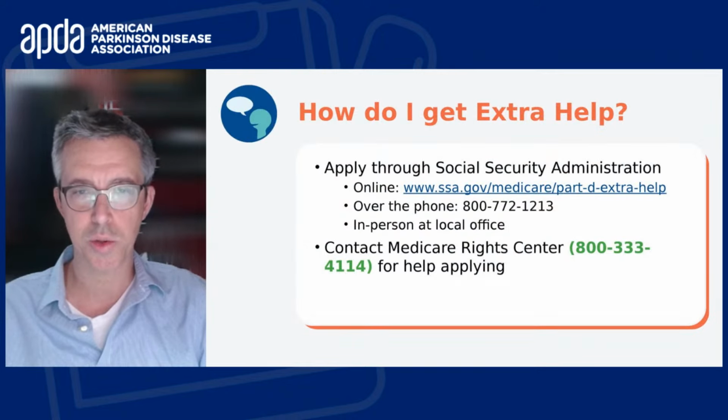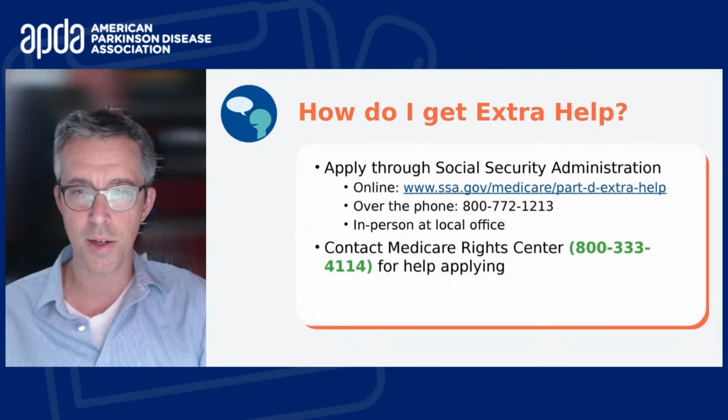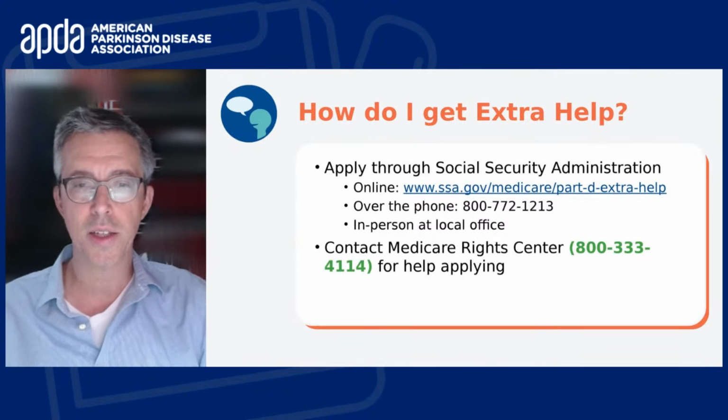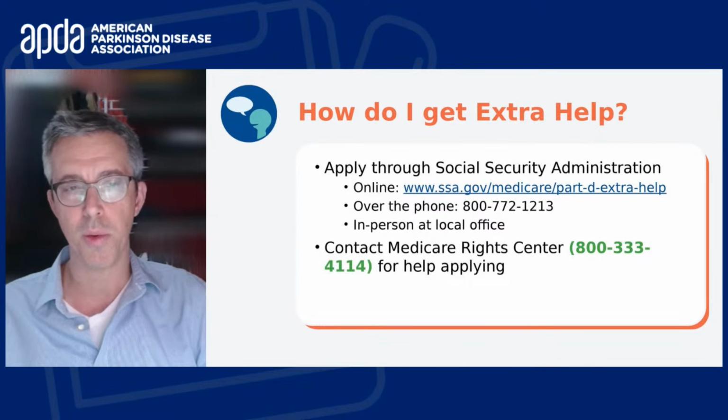How do I get Extra Help? Apply through the Social Security Administration. That's the online address for obtaining that. Or you can call their 800 number, 800-772-1213. You can also go directly to a Social Security office if that's what you prefer. You can also contact the Medicare Rights Center. Our number is 1-800-333-4114 for help applying.